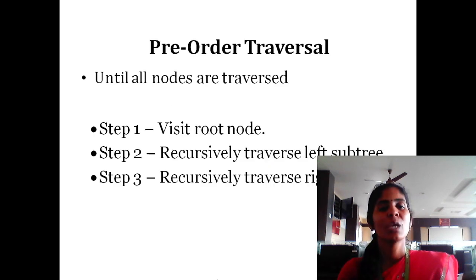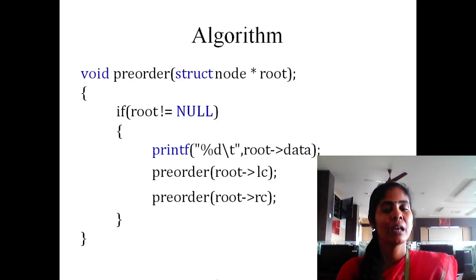Second one, the pre-order traversal. Again, we follow three steps. One, first we visit the root node. Second, we visit the left subtree. Third, we visit the right subtree. The two things to be applied recursively are the left part as well as the right part. Visiting the root node is not called again and again. This is the simple algorithm for performing pre-order traversal.